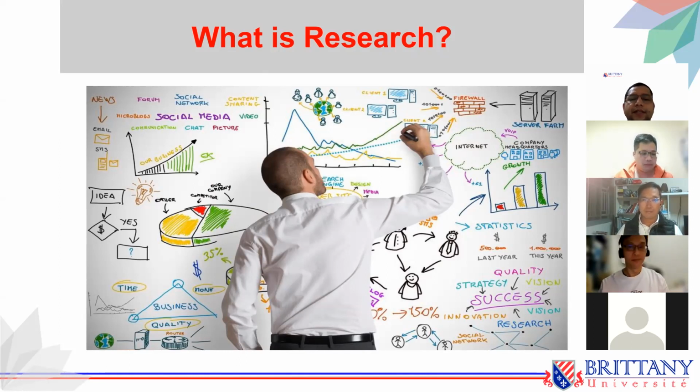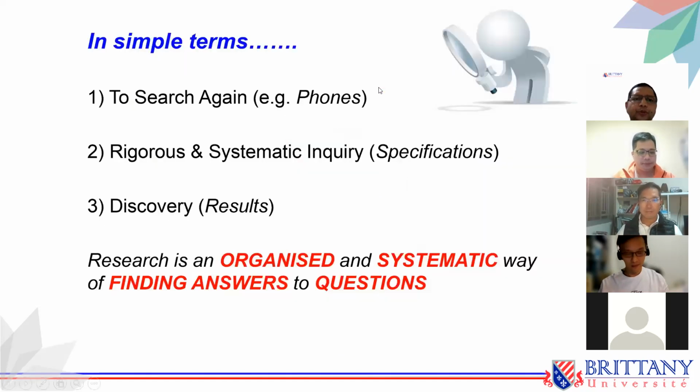So I was saying, in academic research, you need to find new things in a scientific manner. Now, what is scientific? We will explain and how to do that. In simpler terms, to search again, it needs to be a very rigorous and systematic inquiry, followed by proper steps. And of course, we search in a systematic way to find or discover things, the result.